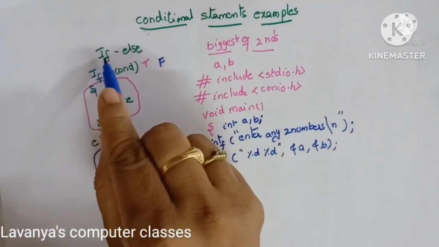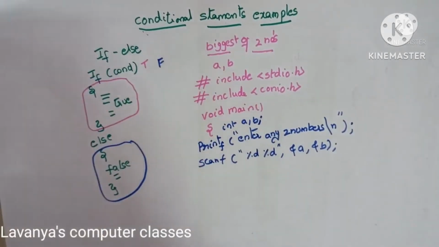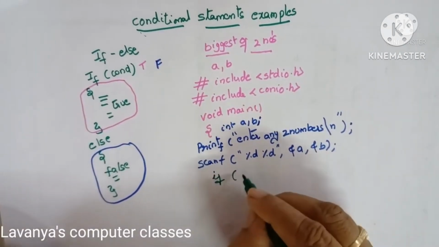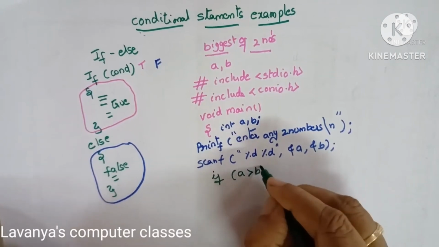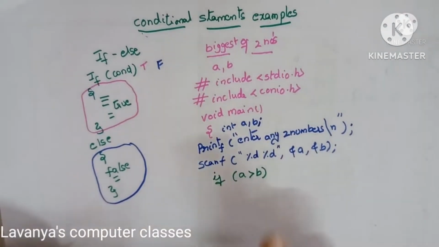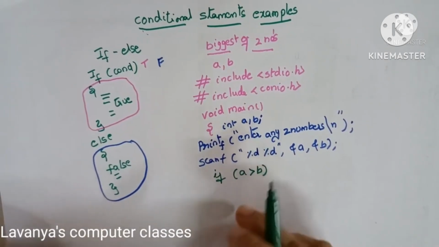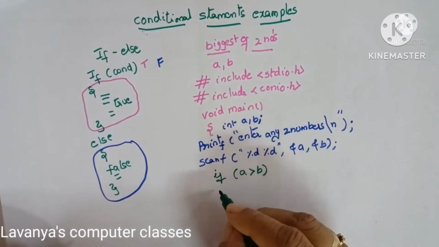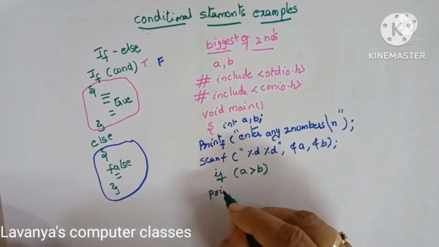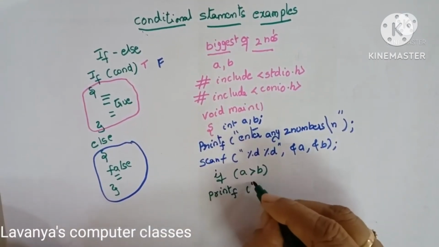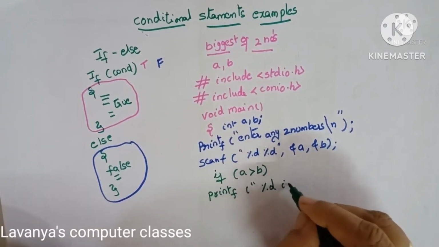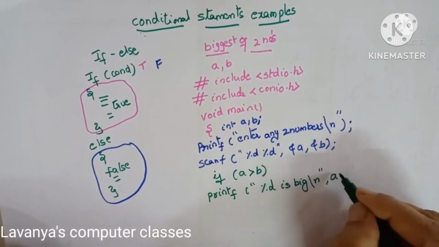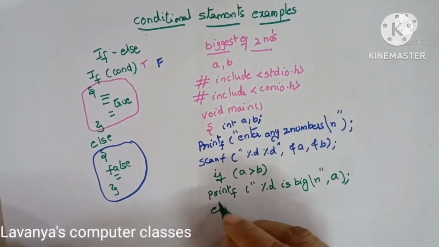Now in these two numbers, you have to check which number is bigger. If we want to check anything in C language, we need the if statement. So if the condition is A greater than B, either this condition is true or false. If the condition is true, that means A is greater than B. Then what do you have to write? The block statement is printf "%d is big\n", comma A, because A is big.